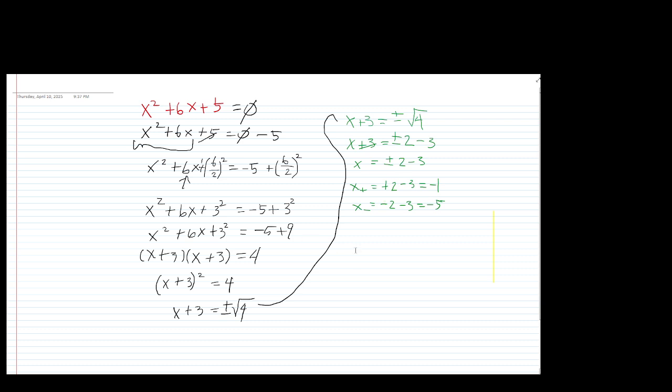So you just solved the equation by completing the square. So basically x equals, you can write this fancy notation, negative 1 comma negative 5. And those are your two solutions.